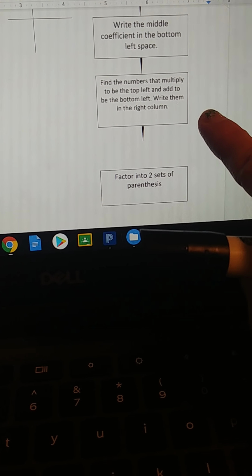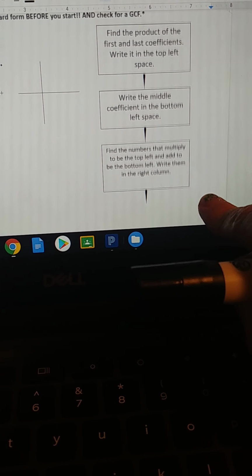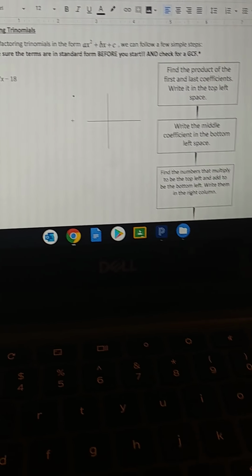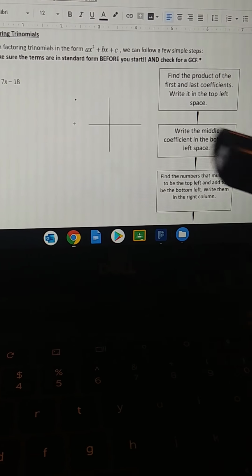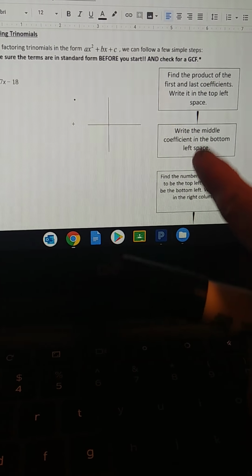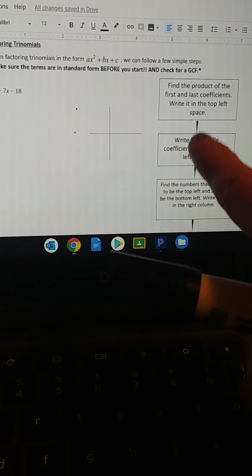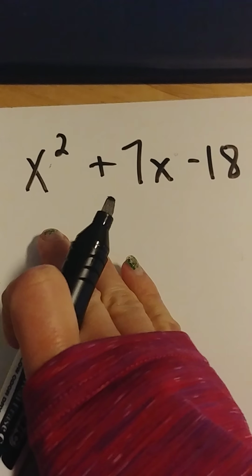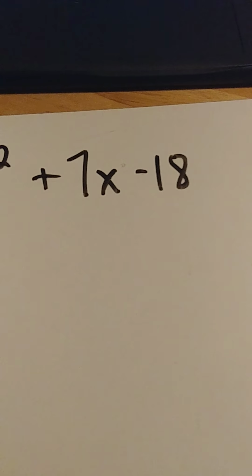And the last step is factor into two sets of parentheses. So you should have watched a video on this yesterday, but I'm going to show you how to do it as well, because all of these words, while they sound a little confusing, should make sense to you once we do over an example. So here's my example written on the whiteboard. X squared plus 7x minus 18.